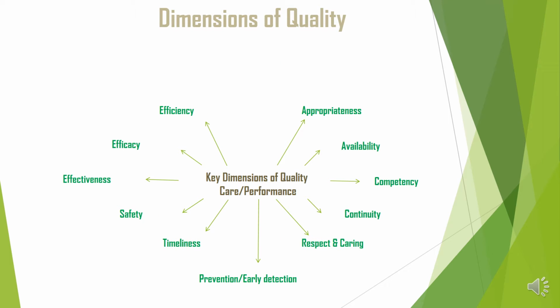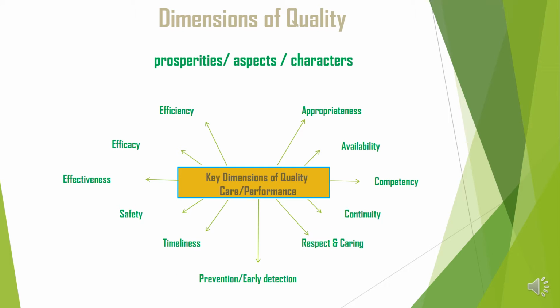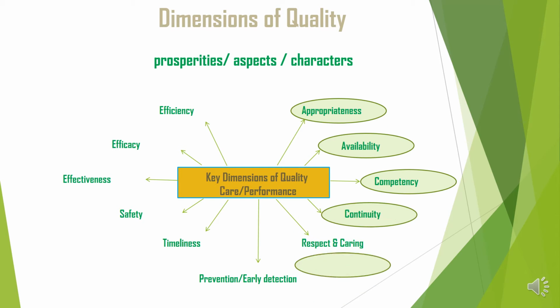Quality has many dimensions. We will discuss here in this presentation only 11 aspects of quality, and dimensions equal properties or aspects or characters. The 11 aspects we will discuss today are appropriateness, availability, competency, continuity, respect and care, prevention or early detection, time lens, safety, effectiveness, efficacy and efficiency. Those are the main 11 aspects of quality.